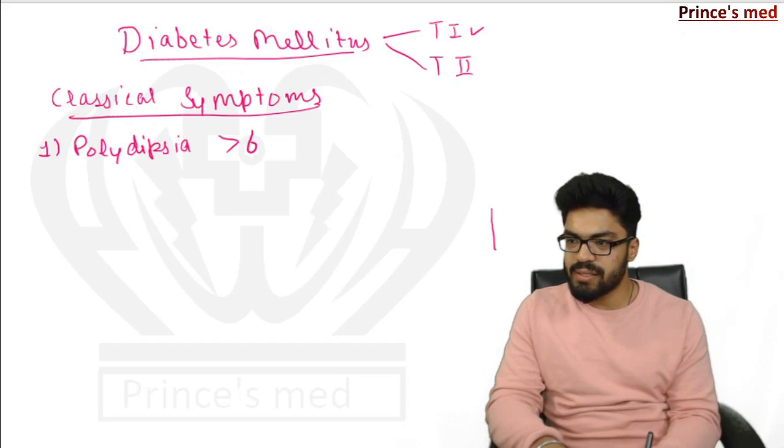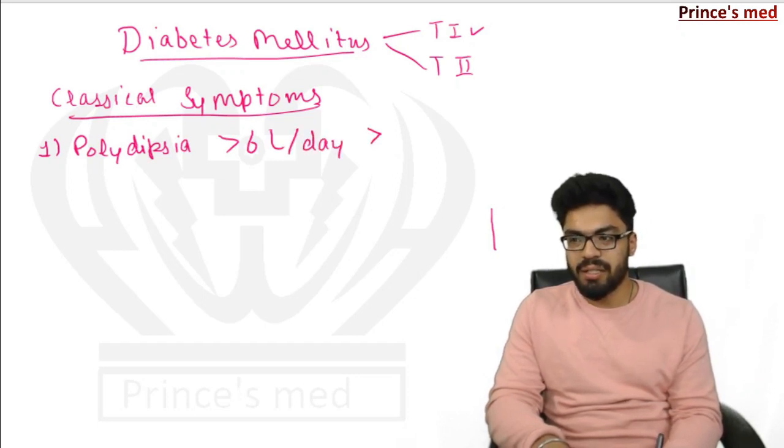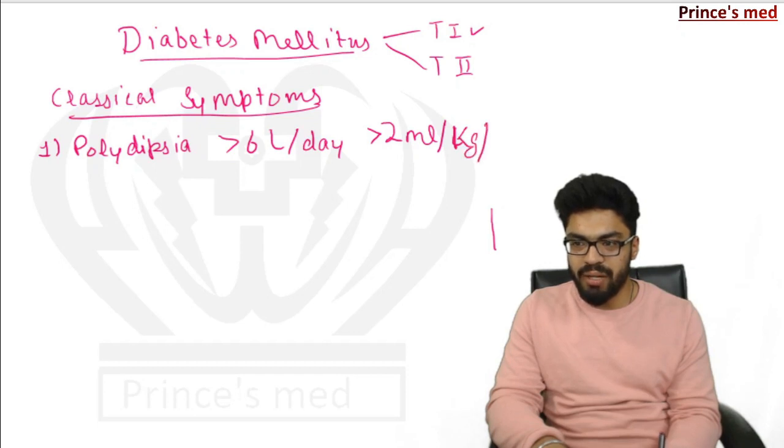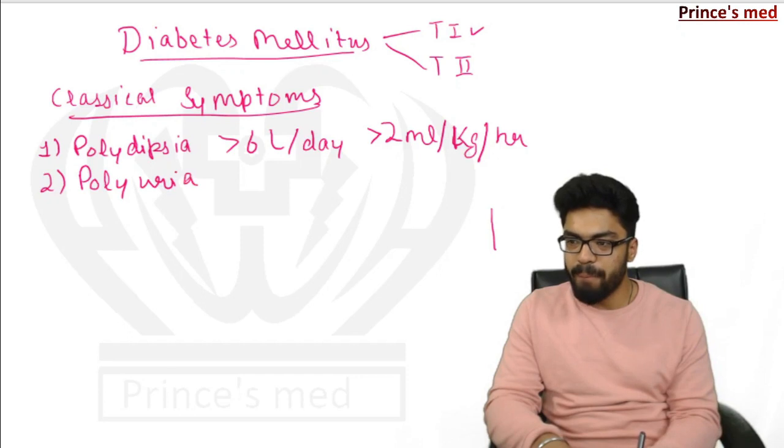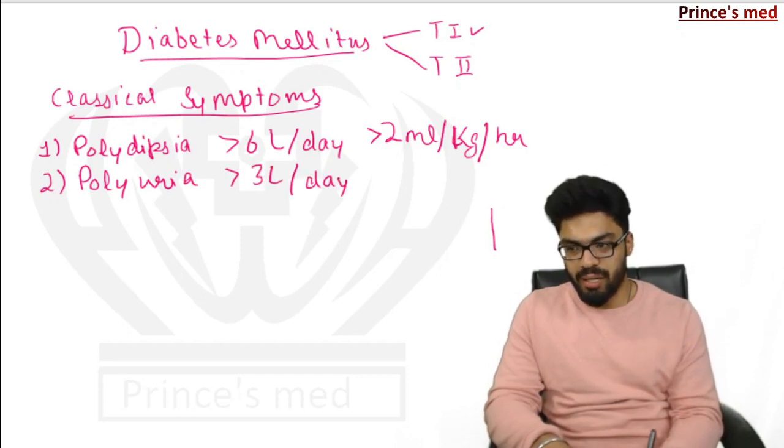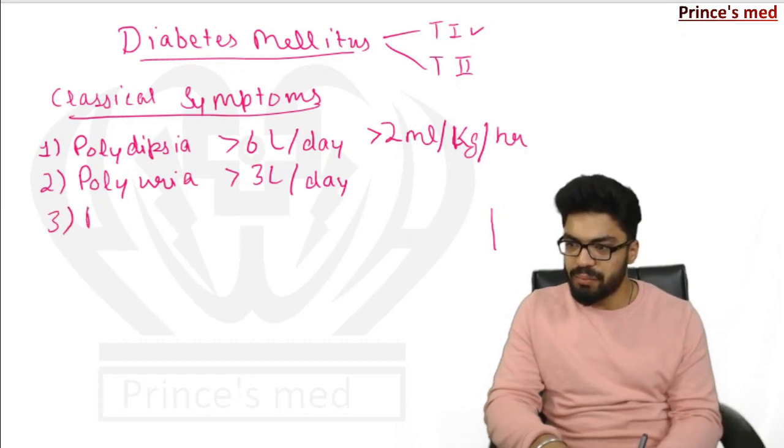meaning more than 6 liters of water intake per day, and in ml, 2 ml per kg of body weight per hour of water intake. And next comes polyuria, more than 3 liters of urine output per day. And then comes polyphagia, and then comes weight loss.